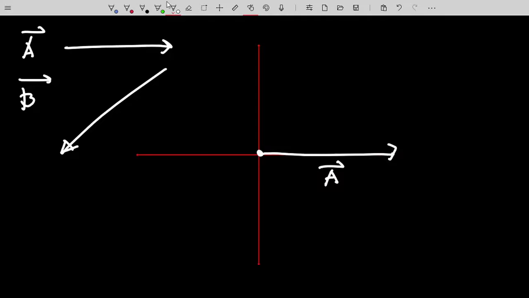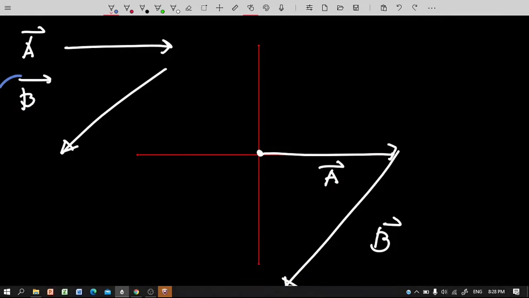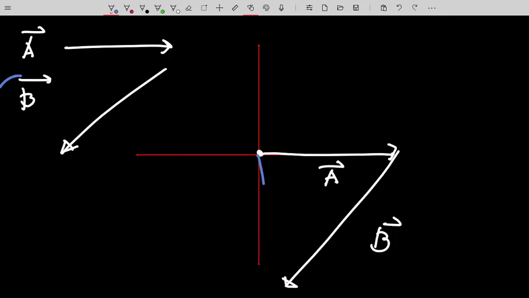Now because this is a head to tail method, we're just going to draw the second vector starting from the head of your first vector. Now let's try to do that. Then this should be our second vector. Now how about the resultant vector? Again, for your resultant vector, just draw a straight line from the central axis to the head of your last vector. So this is how you do it.